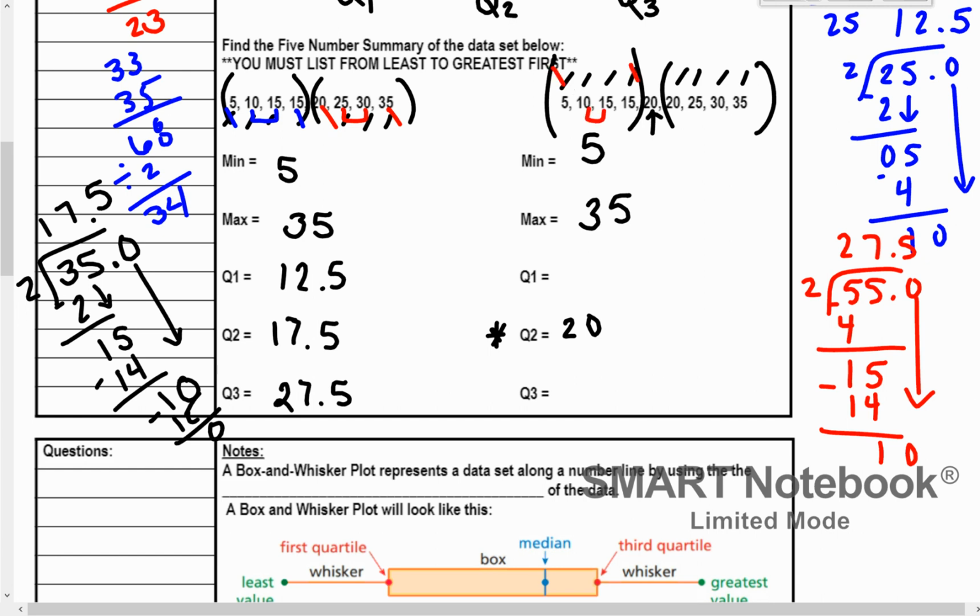We're left with 10 and 15. Over here we were left with 10 and 15. We can start to see some patterns, so it's going to be 12.5. Same thing for our upper half. We're left with 25 and 30.